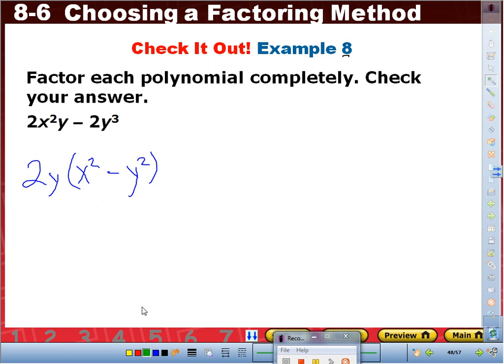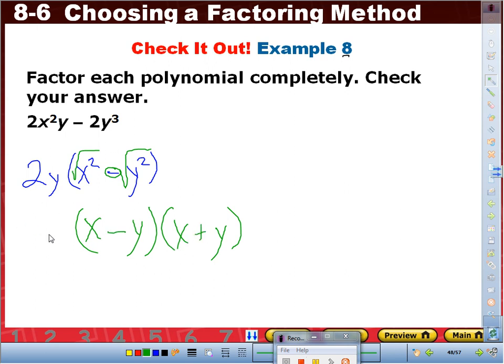Check for patterns. It looks like a binomial. It looks like it could be a difference of squares, right? So let's see. Square root of the first, what do we get? x. Square root of the last? y. Is it a difference? Yes. So my factors are x minus y, x plus y, and you bring down the BFF.